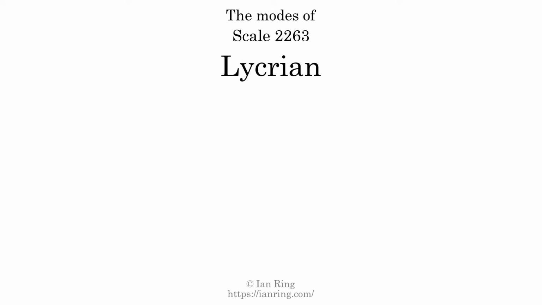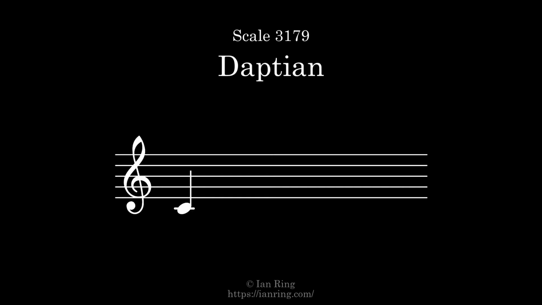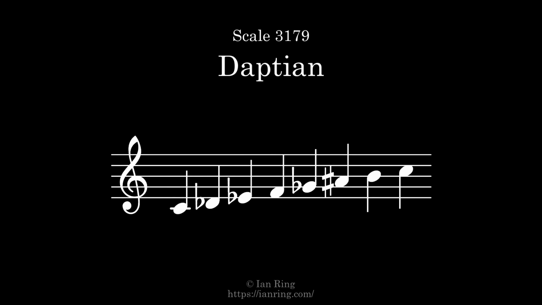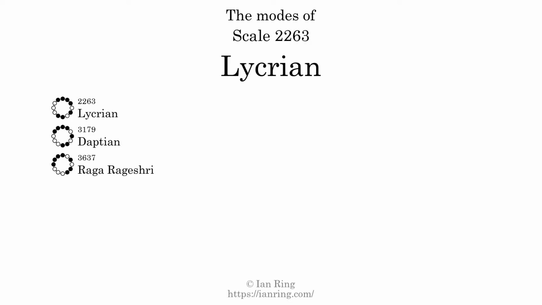This scale has 7 modes. The first mode is itself. The second mode is scale 3179, also known as Daption. It sounds like this. The third mode is scale 3637, also known as Raga Rajeshri. It sounds like this.